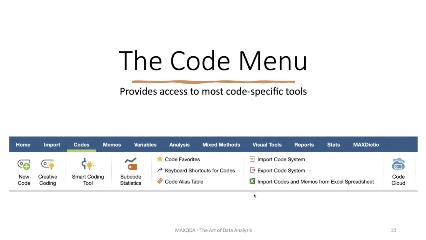So the code menu provides some high-level access to tools. For me, I don't tend to use it to create new codes. I generally use it if I'm interested in getting to the creative coding or the smart coding tool.